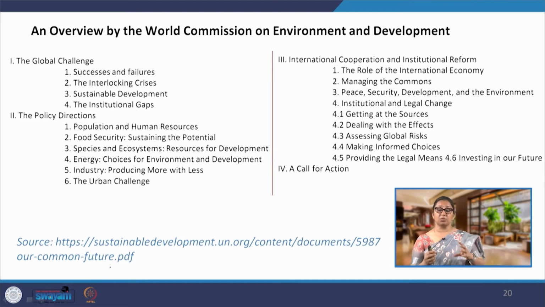So, there was a clear understanding of this interlinked, interlocking crisis that they clearly identified and mentioned, and hence the need for sustainable development. Since it is all interconnected, sustainable development was proposed to take care of all of this together: environment, economy and society. So, all these three together had to be taken for this sustainable development.